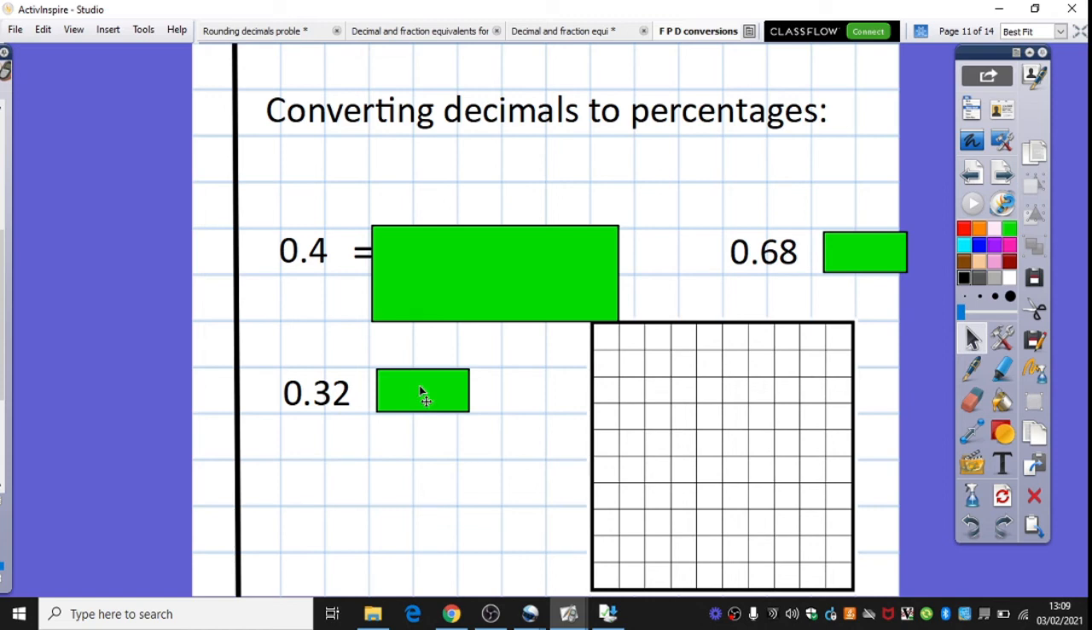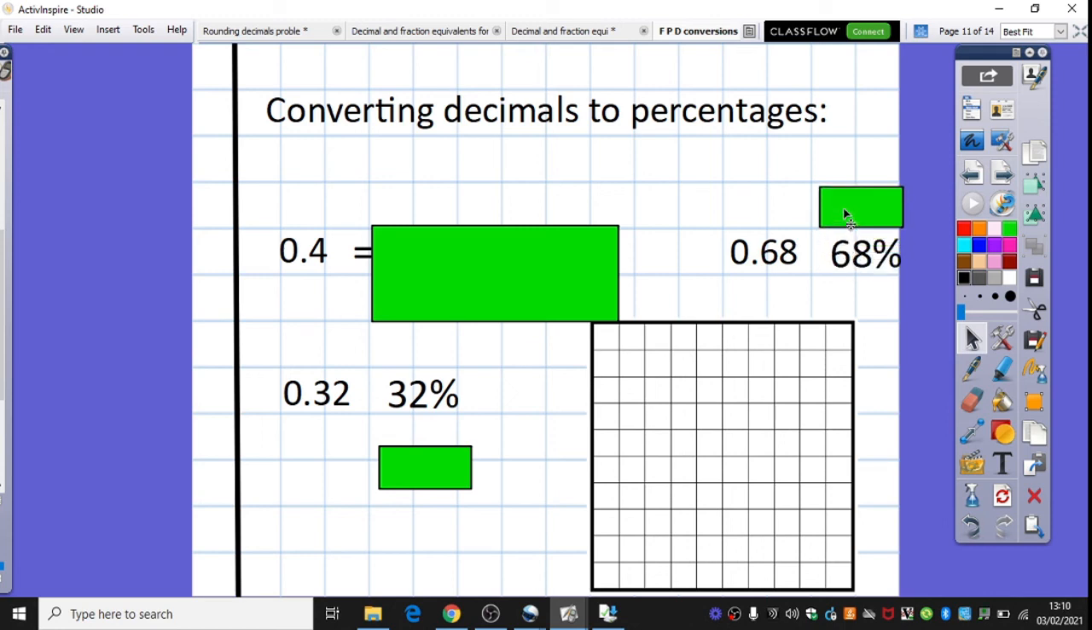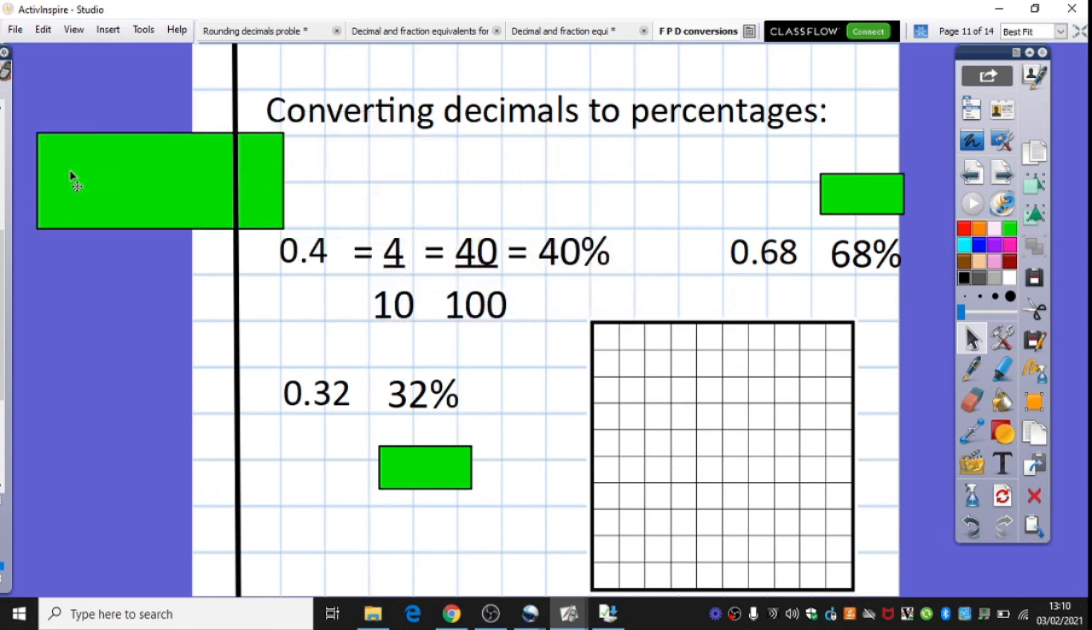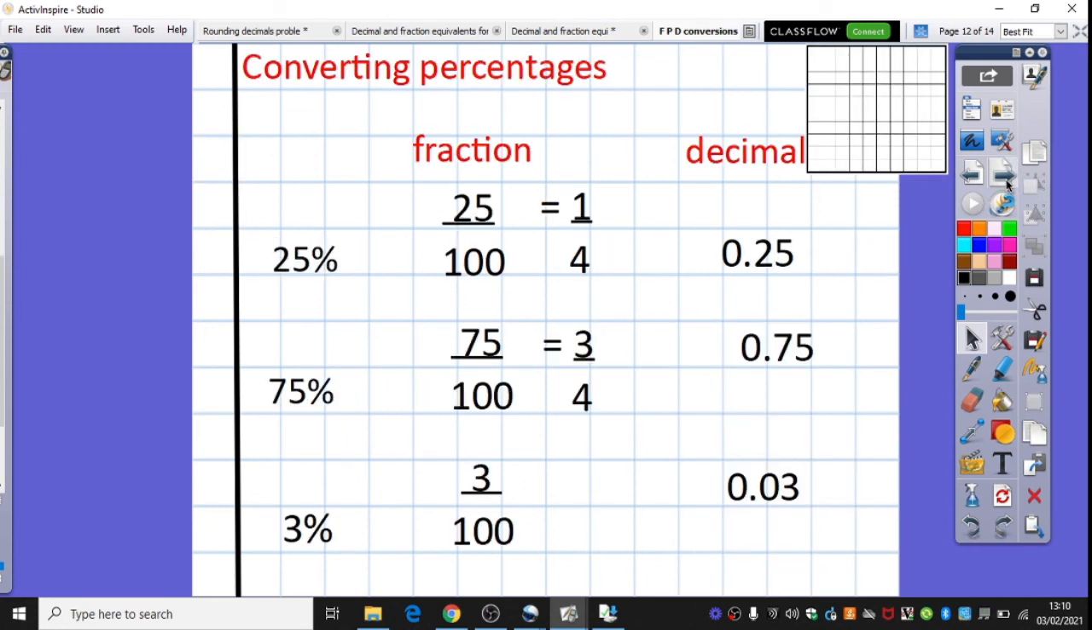Let's start with 0.32. So we're looking at 32 out of 100, which is 32%, 32 hundredths. Here we've got 68 hundredths. 68 over 100 is 68%. Now here you can see we've got 4 tenths, which would be equivalent to, if I just show you over here, 40 hundredths, 40 out of 100, which is equal to 40%.